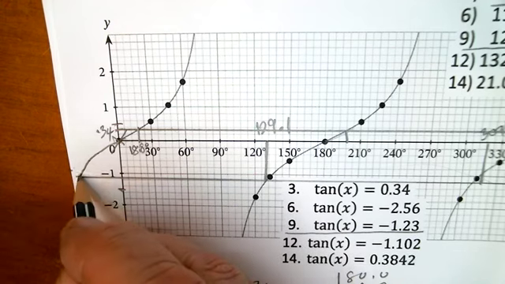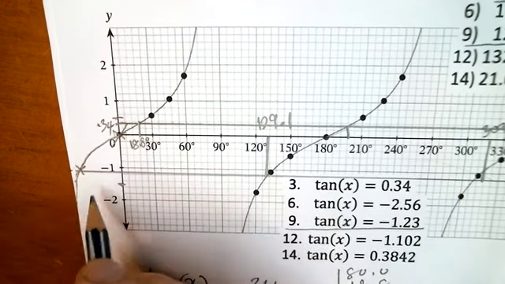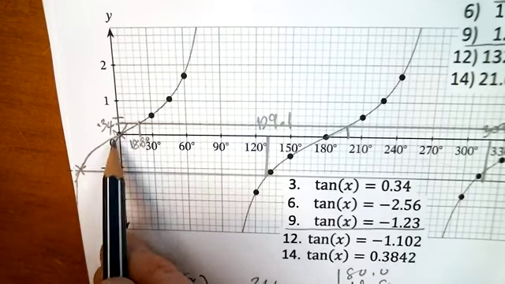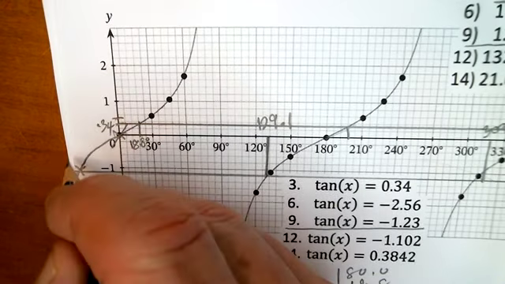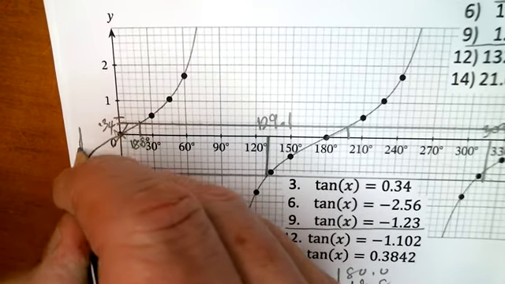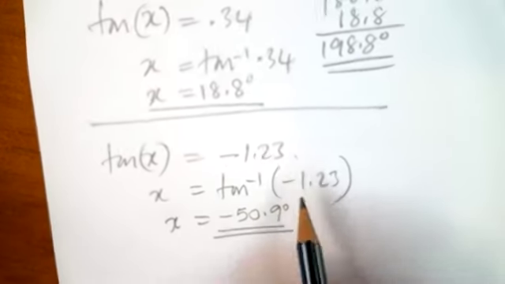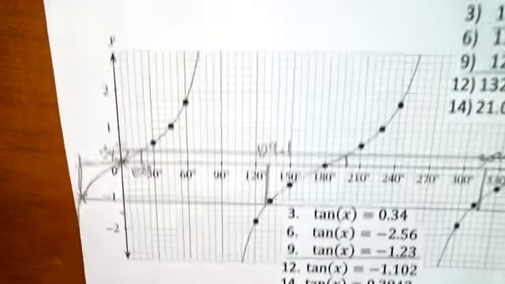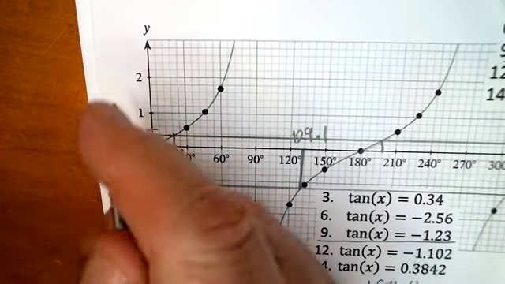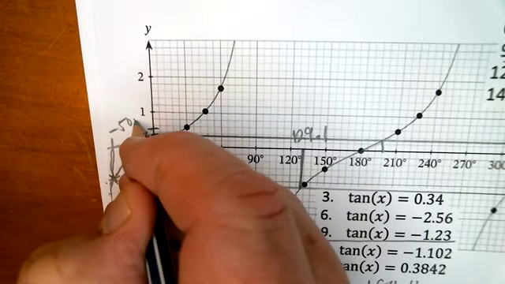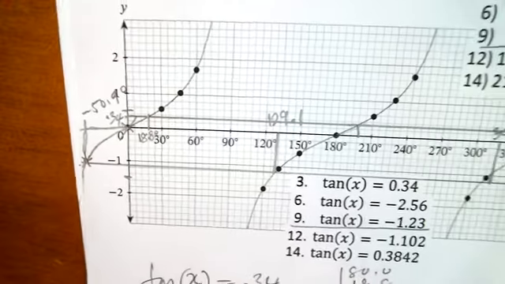So what is this here? Oh, imagine what that would be. Well, there's the first instance. This is the closest one to the 0. So that means this point here must be back 50.9. Back 50.9. So this is negative 50.9 degrees. That's what that means.